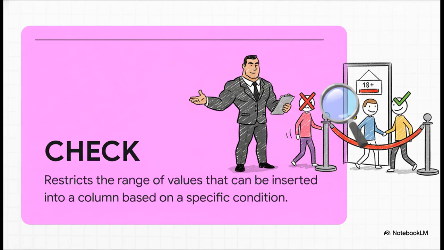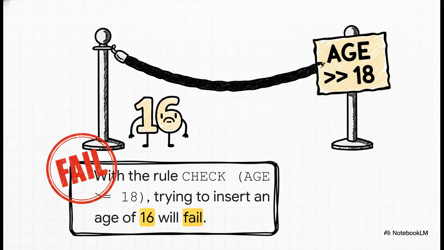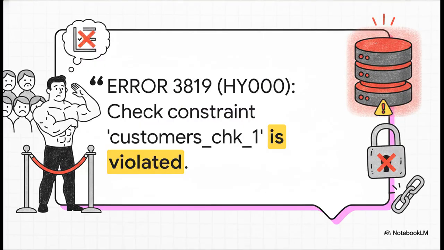I like to think of this one as your data's personal bouncer. It stands at the door with a clipboard and enforces a very specific rule, like, hey, you have to be over 18 to get in here. So let's say we've set a rule on our table that the age must be greater than or equal to 18. Now, if someone comes along and tries to insert a record for a customer who's only 16, the bouncer says, nope, not on my list. The system rejects the entry, telling you very clearly that the check constraint has been violated. This is just perfect for enforcing your business logic right at the database level.